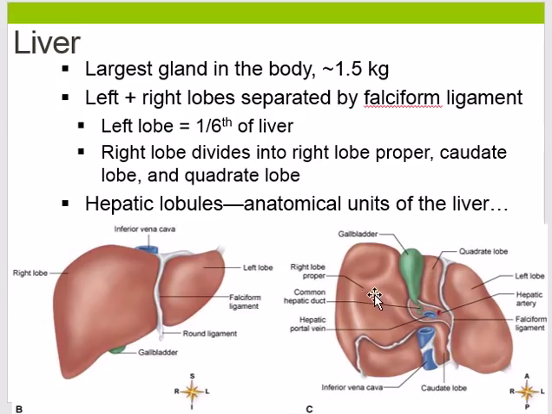So these are further divisions of the right lobe, which can be more easily seen on the underneath of the liver. The liver also contains what are called hepatic lobules, which we'll speak about in the next slide, and these are considered to be discrete anatomical units. They're considered to be the basic functional unit of the liver, and that's described a lot more on our next slide.